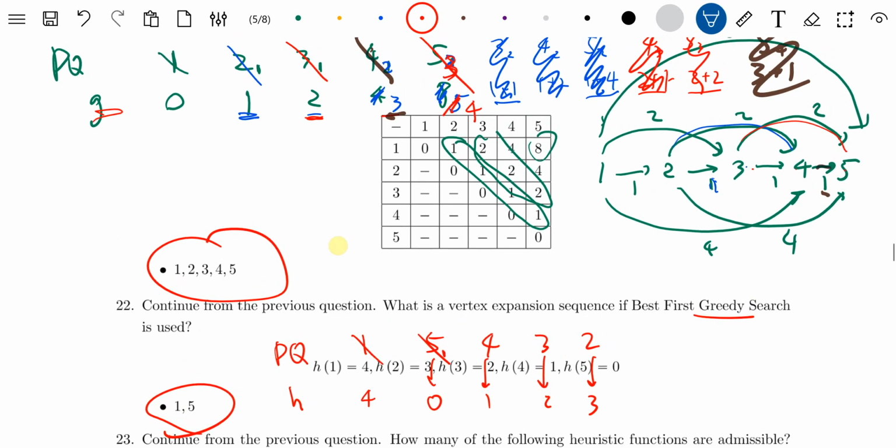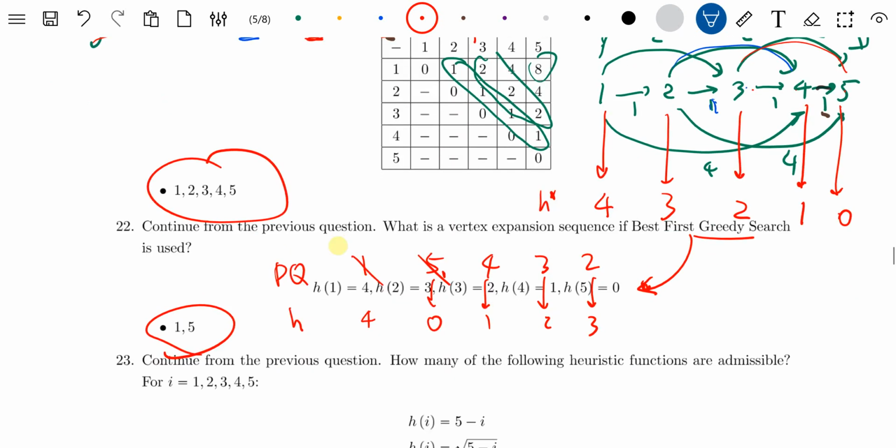Before we move on, let's figure out what H star is. So H star at 1 is the shortest distance from 1 to 5. We solved this so far. It's just 1, 2, 3, 4, 5, which is 4. From 2 to 5, you can do 2, 3, 4, 5, which is 3, or you can do 2, 4, 5, which is also 3. So in any case, the smallest one is 3. So 3 to 5 is 2 for the same reason. 4 to 5 is 1, and 5 to 5 will be 0. So the one here is actually the H star. So that's good.